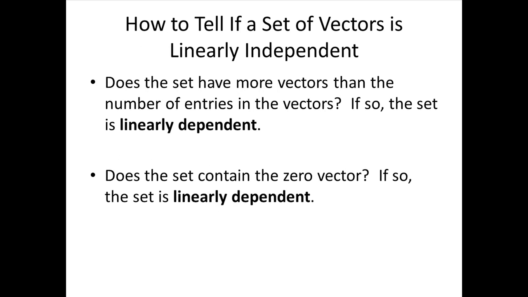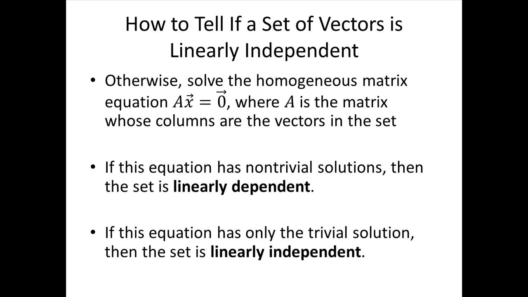So here's the process that we go through to determine if a set of vectors is linearly independent. First, we see if we can use either of these quick tricks that we just talked about. Does the set have more vectors than the number of entries in the vectors? If so, then the set is linearly dependent. Does the set contain the 0 vector? If so, then the set is linearly dependent. If not, then we have to work a little harder.